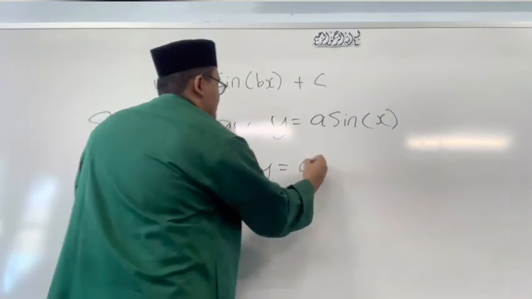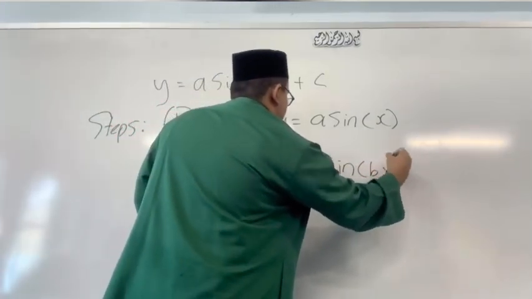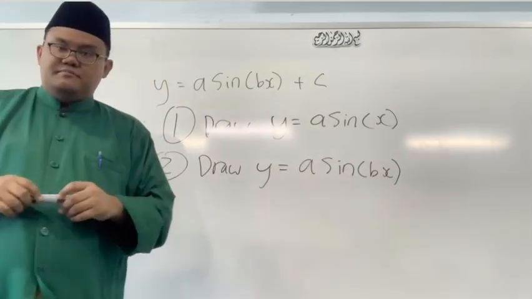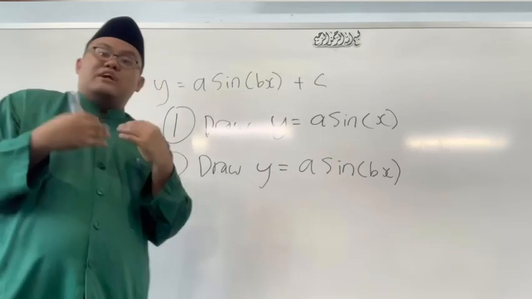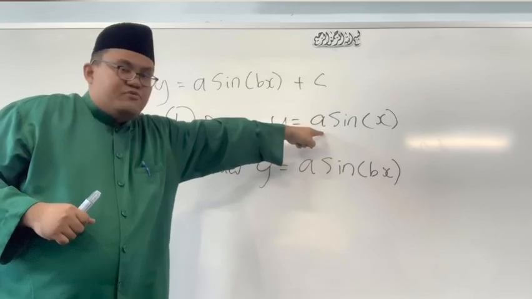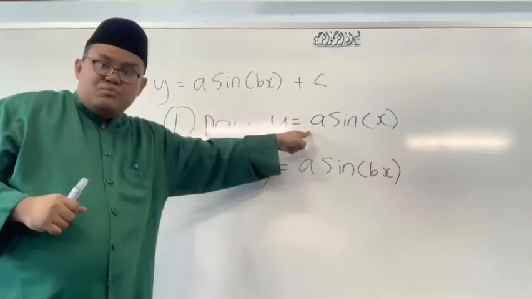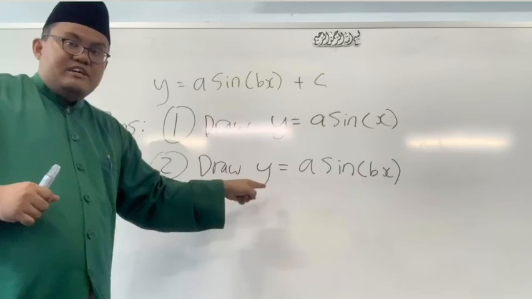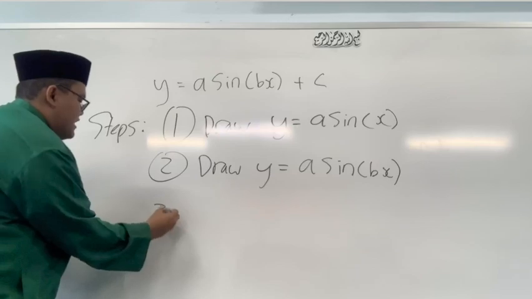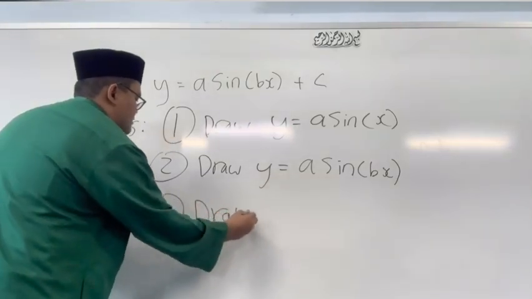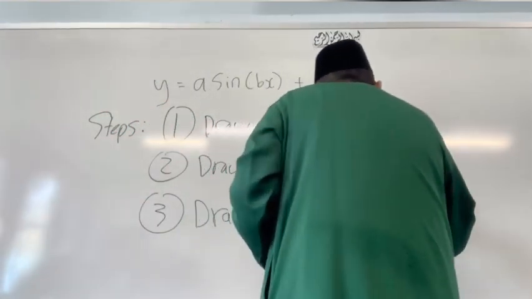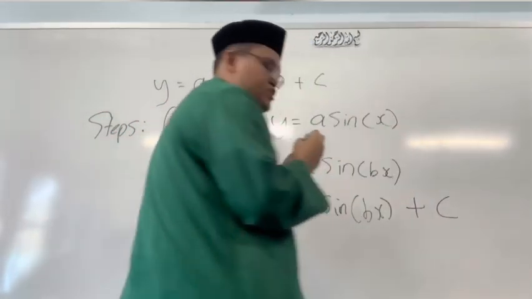You draw the effect of B on whatever you drew in step 1. So there are a lot of graphs to be drawn, step by step. Step 1, draw a sine x, the effect of A first. After you have drawn this, in step 2, what is the effect of B on whatever you drew in step 1? And the final one, as you can guess, the effect of C on your graph.